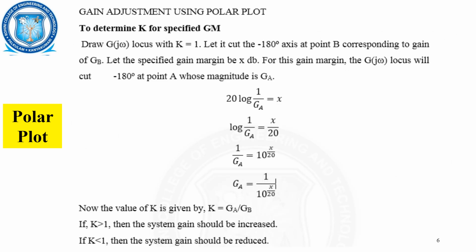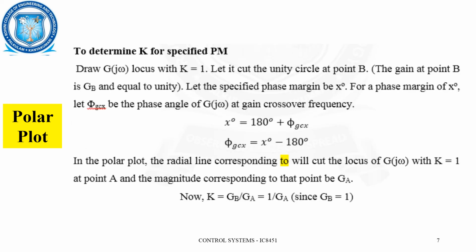Already we have GM equal to 1 since it's a unity circle, so it can be considered as 1. So 1 by GM will give you the value for K with the help of phase margin. This is how the polar plot will be represented, and the gain margin and phase margin have to be calculated, and how the unknown parameter K value can be calculated using gain margin and phase margin. Thank you.